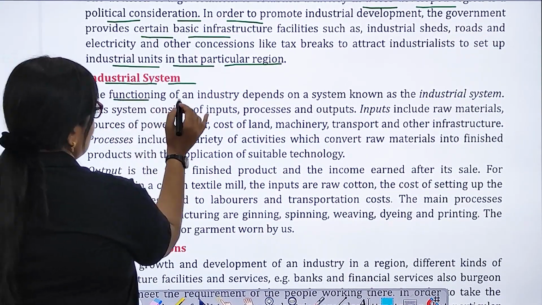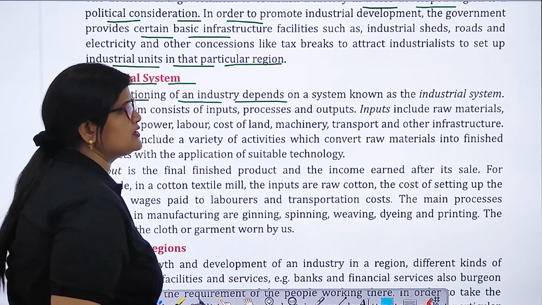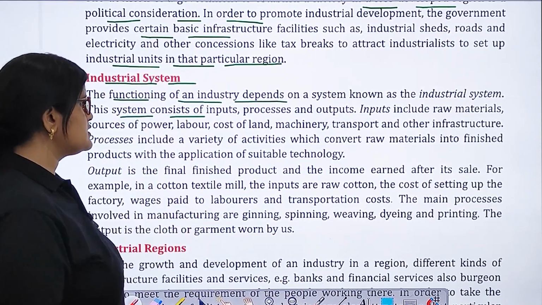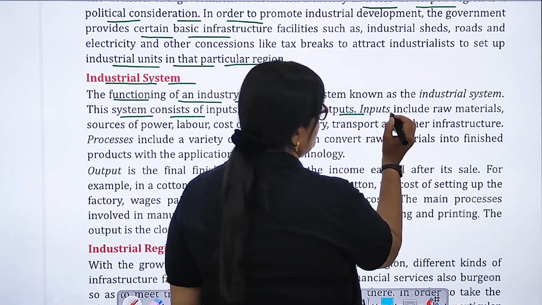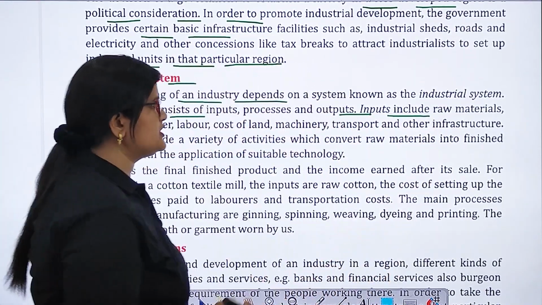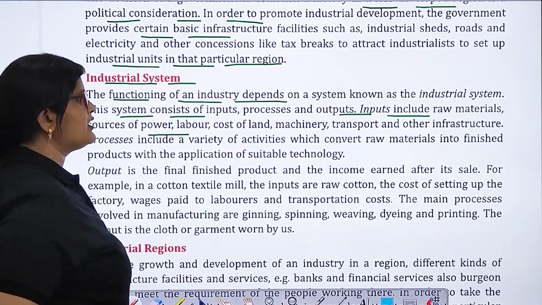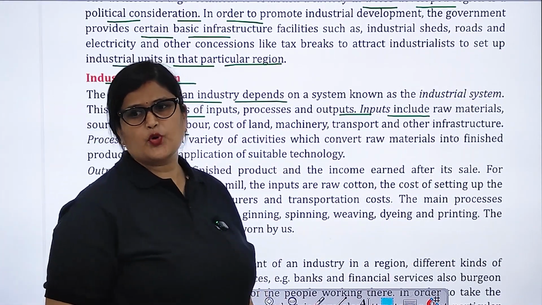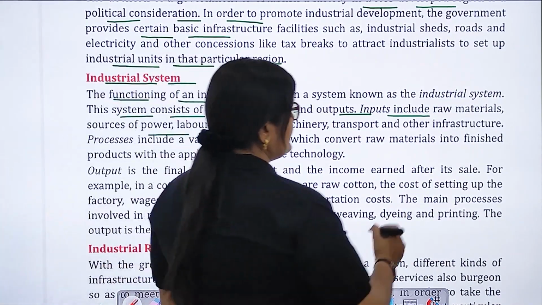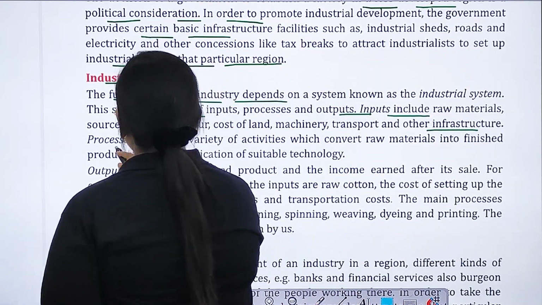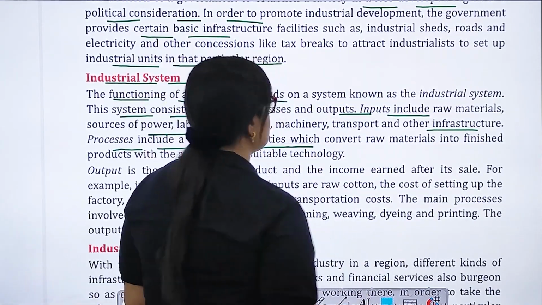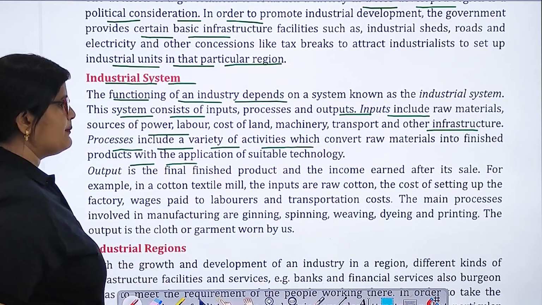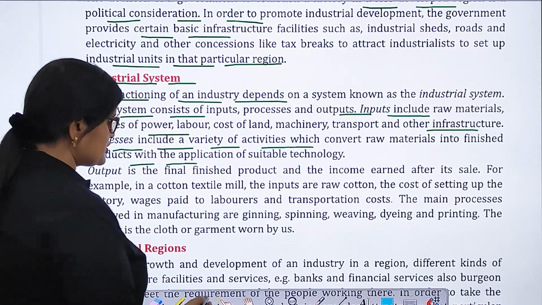Industrial system. The functioning of an industry depends on a system known as the industrial system. This system consists of inputs, processes, and outputs. Inputs include raw materials, sources of power, labor, cost of land, okay, machinery, transport, and other infrastructure. Processes include a variety of activities which convert raw materials into finished products with the application of suitable technology.